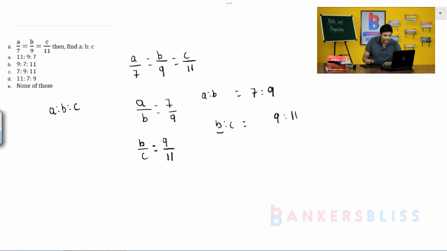See here, B is common and here also 9 is common. Therefore, A is to B is to C is equal to 7 is to 9 is to 11. Therefore, option C is the right answer. Okay, let's move on to the next problem, problem number 7.